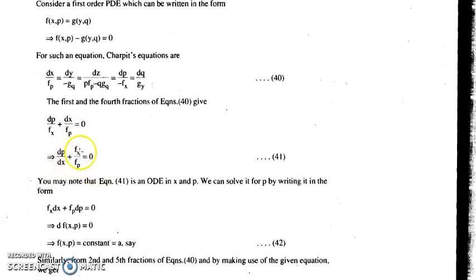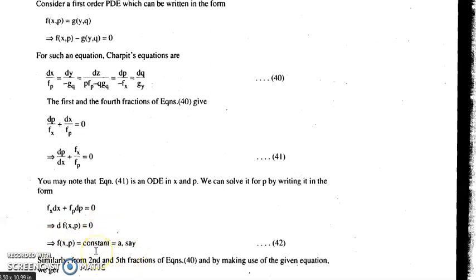Now you can see that this is a first order differential equation. So I can write it in the form f_x dx plus f_p dp. Now this term is a differential of d of f(x,p). So on integrating, that will give us f(x,p) equal to constant a. So from here we get the first solution. So you can express p in terms of a.